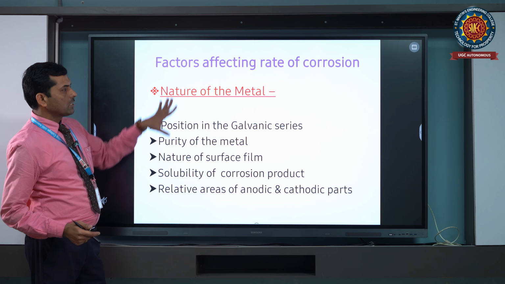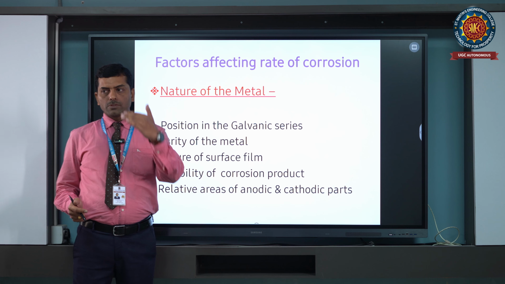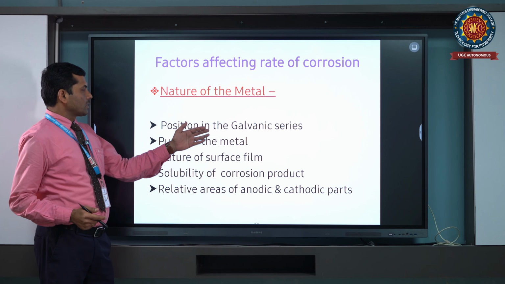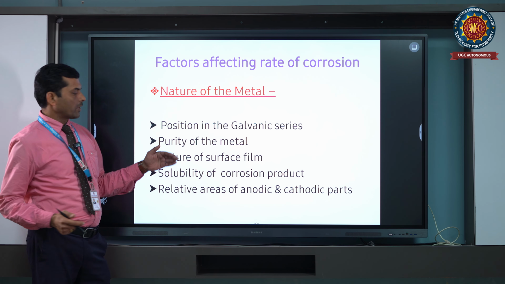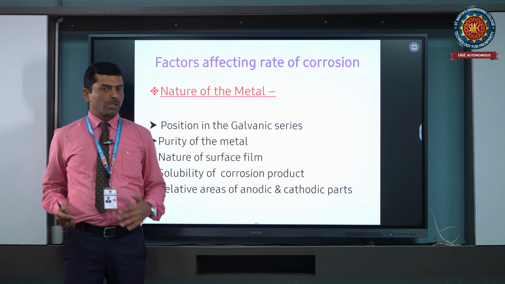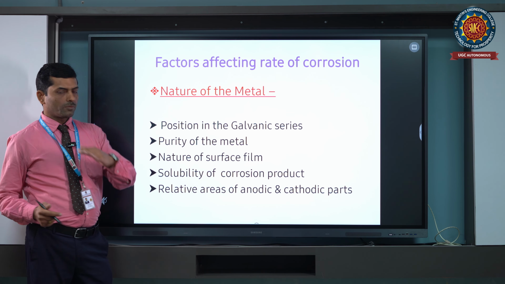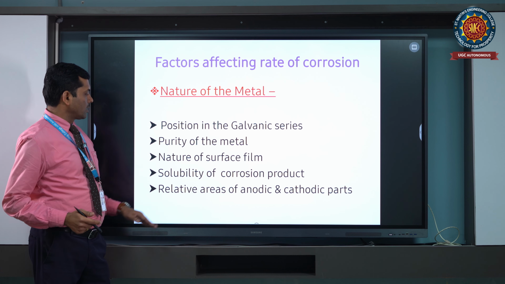So this is the nature of the metal, based on the properties of the metal. We can say, based on the galvanic series, the position of the metal in the galvanic series. Next, purity of the metal. Next, nature of the surface film, that is, the oxide layer.